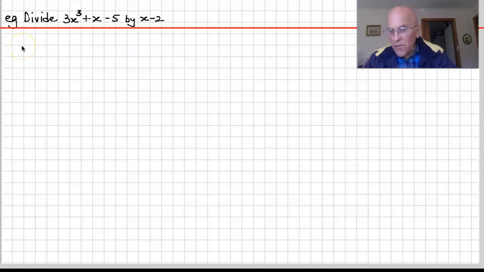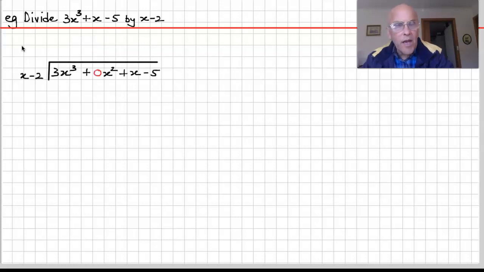Okay, some more practice for us. We have to divide 3x cubed plus x minus 5 by x minus 2. Now, there's a little bit of a trap in here. This thing is jumping from x cubed down to x. There's no x squared term here. So that means that we will create a dummy x squared term in our setting out so that our setting out doesn't give us a headache and make us potentially make an error.